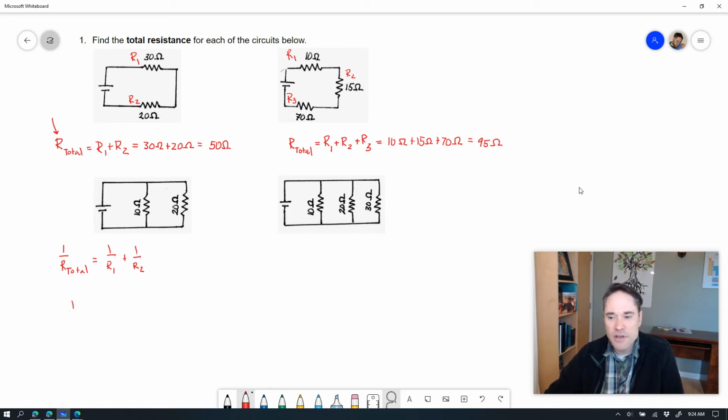So the way that I would solve this is 1 over R total is equal to 1 over 10 ohms plus 1 over 20 ohms.